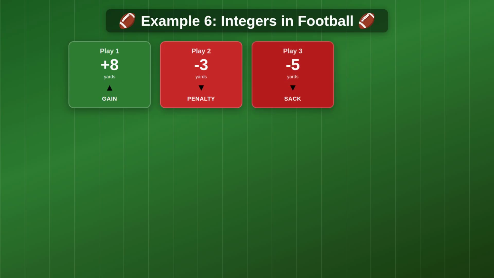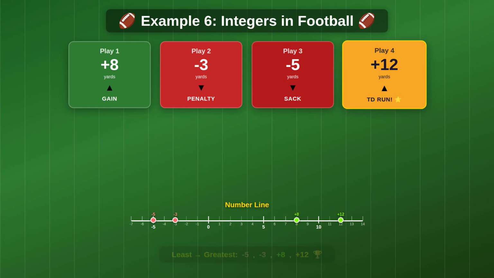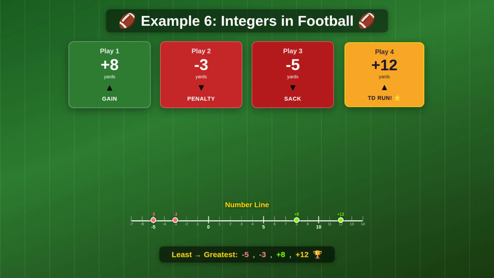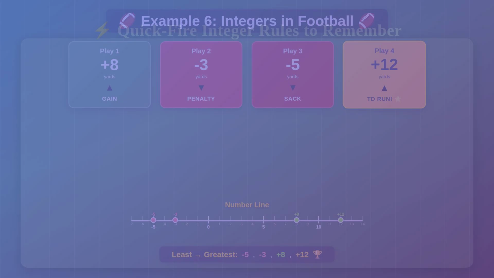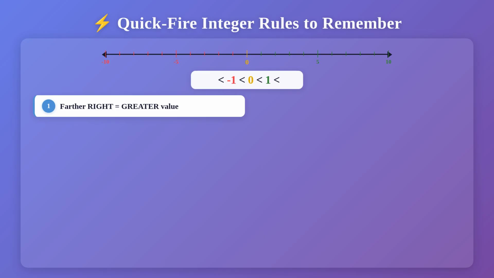Let's go to the football field. The Star City Eagles are playing 4 plays. Play 1, they gain 8 yards. That's +8. Play 2, they get a penalty and lose 3 yards. That's -3. Play 3, the quarterback gets sacked for a loss of 5 yards. -5. Play 4, a huge touchdown run gains 12 yards. +12. Now let's order these plays from the biggest loss to the biggest gain, from least to greatest on the number line. -5, -3, +8, +12. The sack hurt most, and the touchdown run was the best play. Math and football, perfect team.